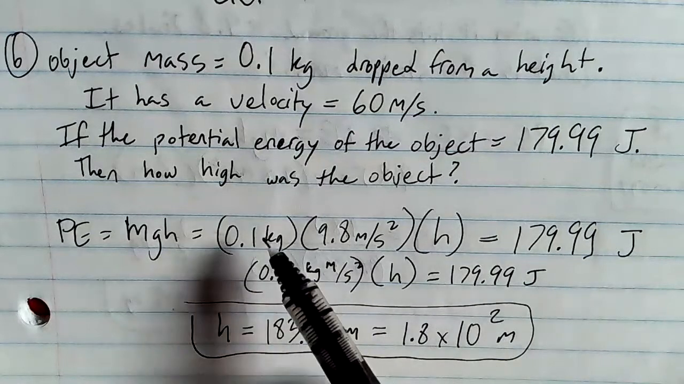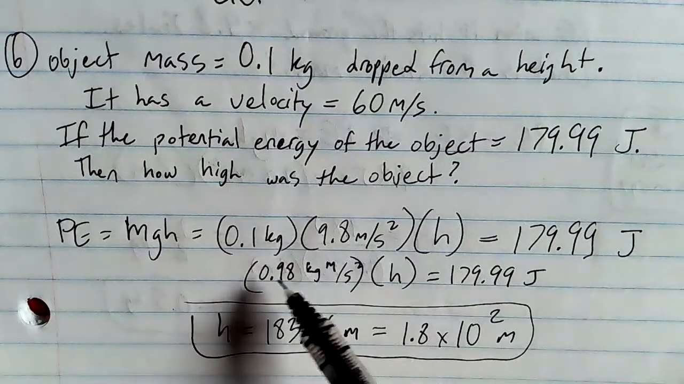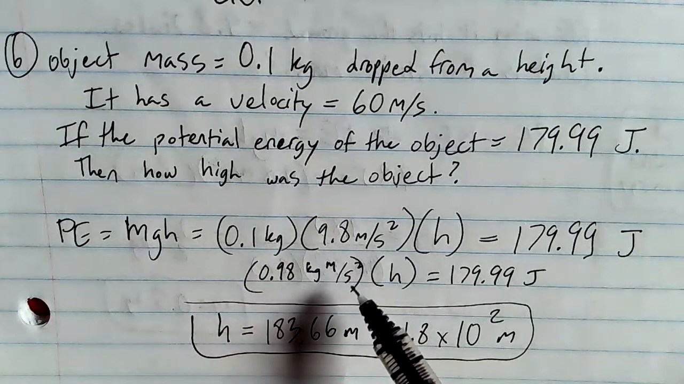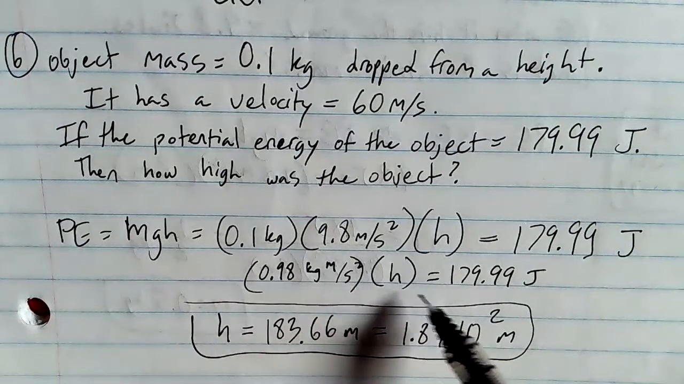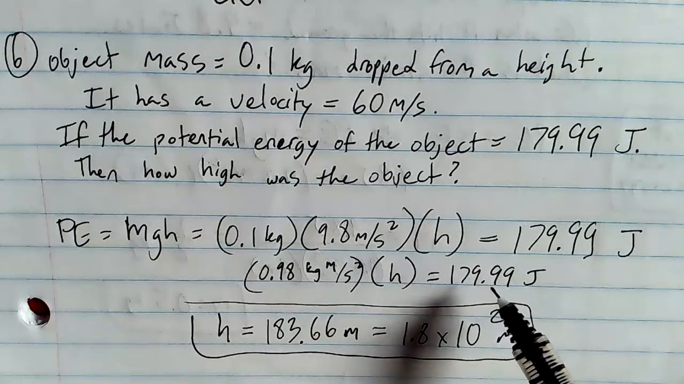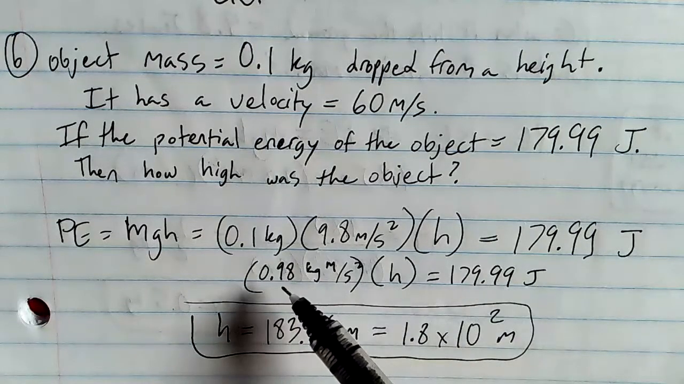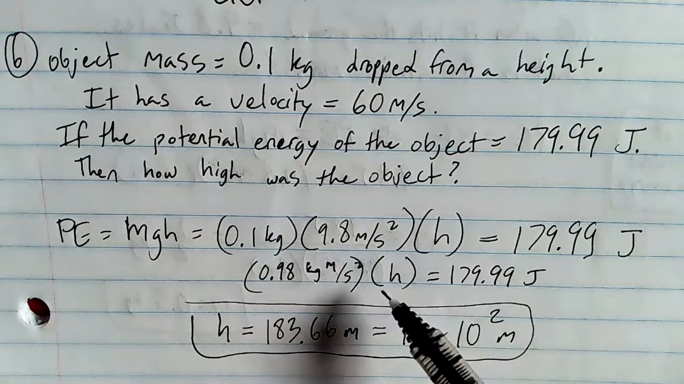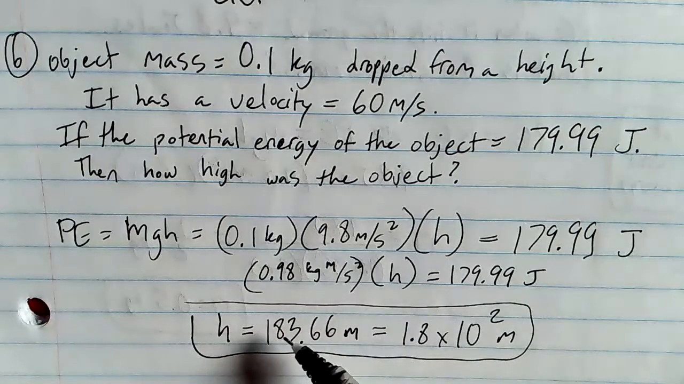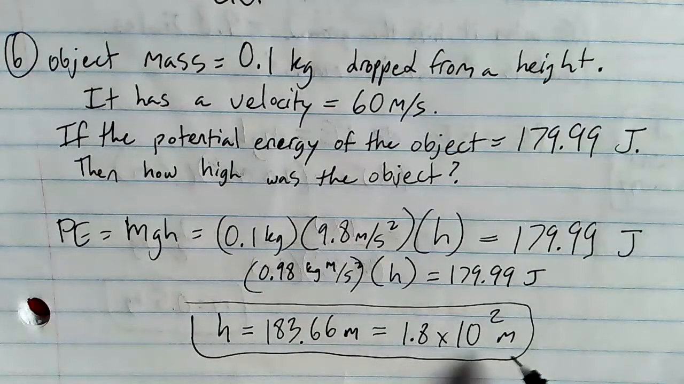And if you multiply this out, you get 0.98 kilograms times meters divided by seconds squared. And if you divide 179.99 joules by 0.98 kilogram meters per second squared, that will give you h, and that is equal to 183.66 meters, or about 1.8 times 10 to the second meters in scientific notation.